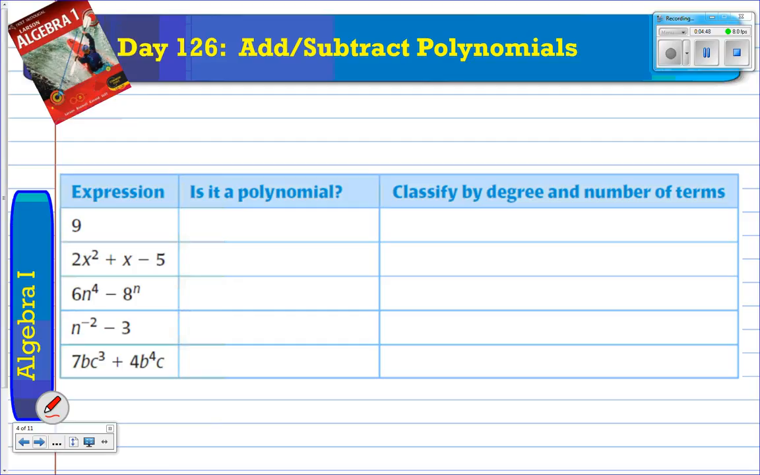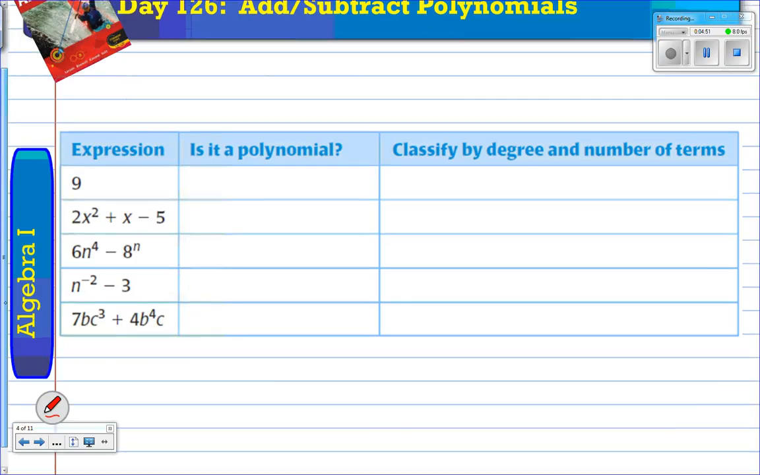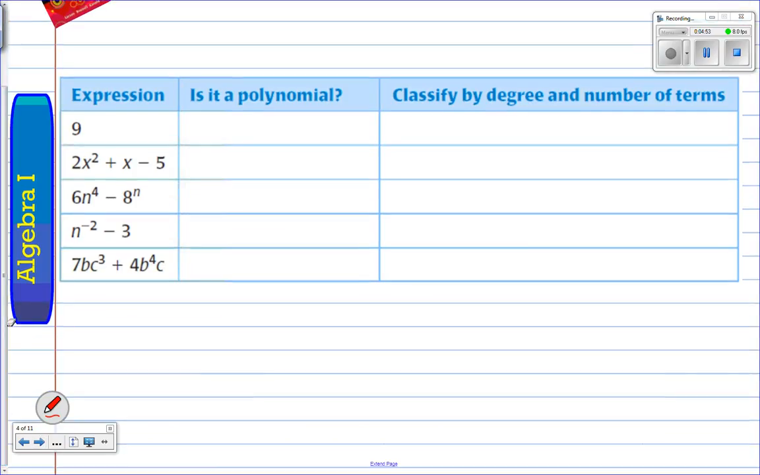Here's a table with 5 different expressions in it, and we're going to answer some questions about them just to make sure we're familiar with the different terminology involved with polynomials. We're going to be using it a lot, and we need to be comfortable with it. So 9, is it a polynomial?